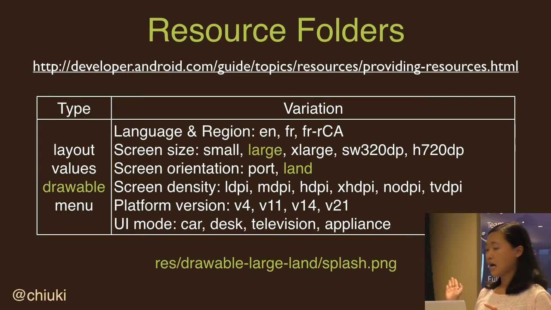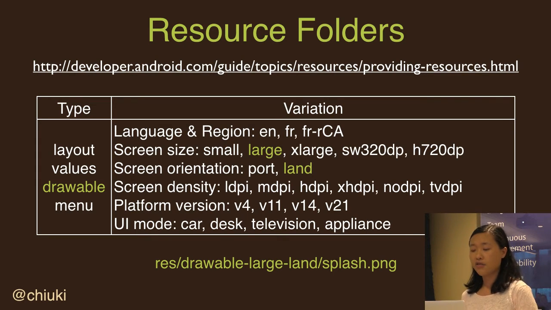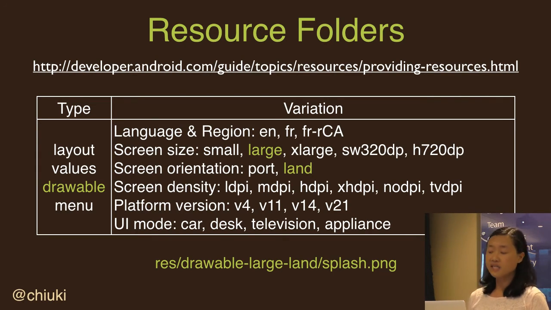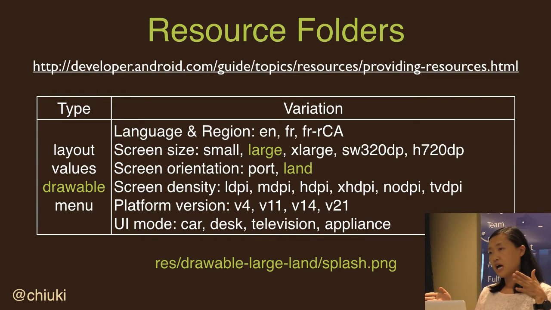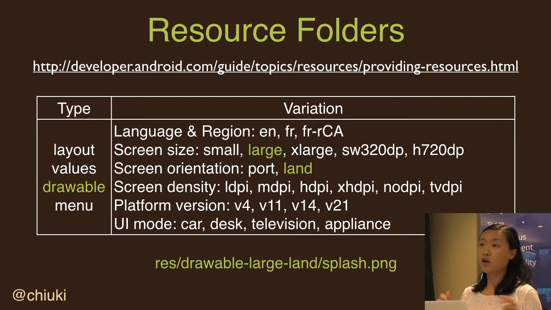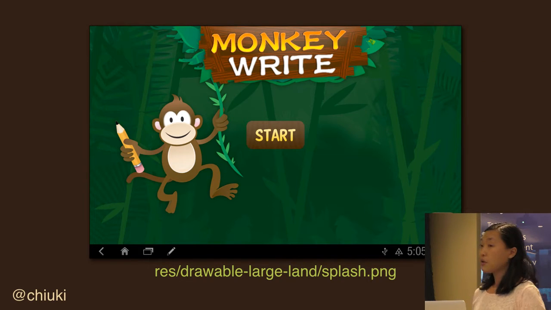If you see the screen size line, I also have listed things like SW320dp. That means smallest width is 320 dp. That's a more precise way to tell Android, oh okay, if the smallest width of the device is larger than this number that I specified, then go ahead and use this particular resource. So I'm going to go through an example.